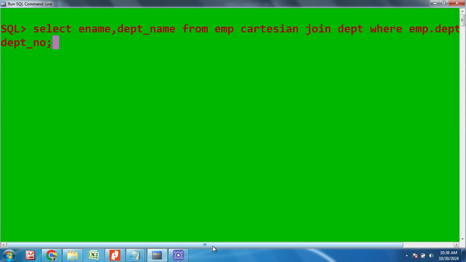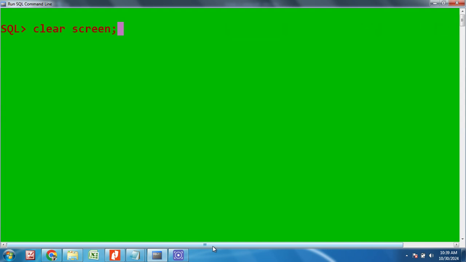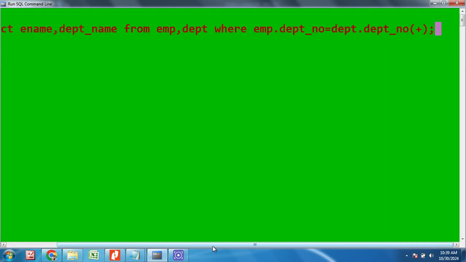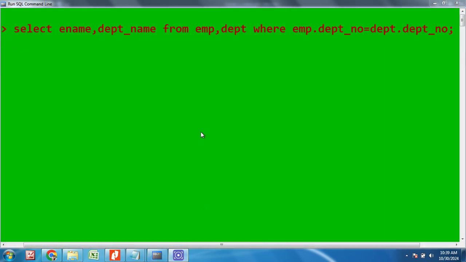Let's see what is equijoin, or what is natural join. So what is equijoin? When we match the data from two different tables. So this is an example of equijoin.